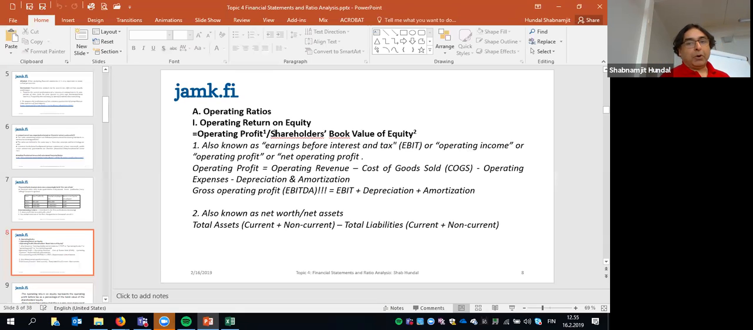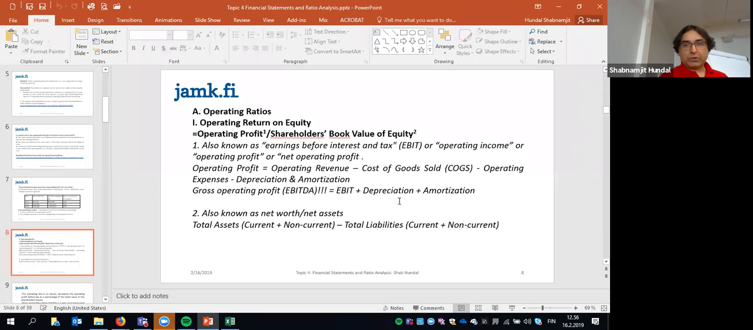And the bottom thing is called shareholders' book value of equity. This is equal to total assets minus total liabilities. So total assets minus total liabilities is called net worth or net assets or the book value of equity. In finance, the good or the bad thing is that we can use many expressions for the same phenomena. And here you can see that the shareholders' book value of equity is also called net worth or net assets. And how do you find it? Well, total assets minus total liabilities. This is the company's net worth.